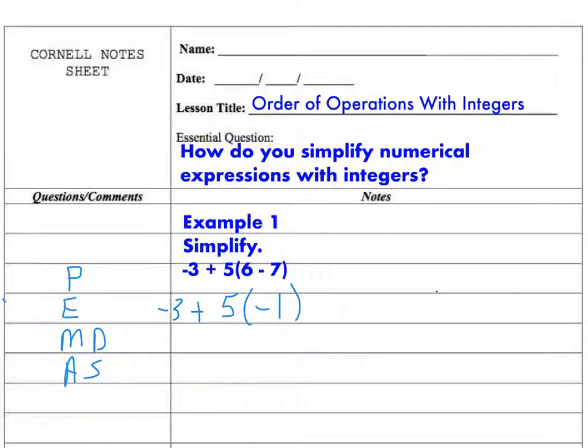Now I have adding and multiplying, so I need to multiply first, and I am multiplying a positive number by a negative number, so that's going to give me -5. Bring down the plus -3. Now I'm adding two negatives, so I know the answer will be negative, and 3 plus 5 is 8. So this simplifies down to -8.